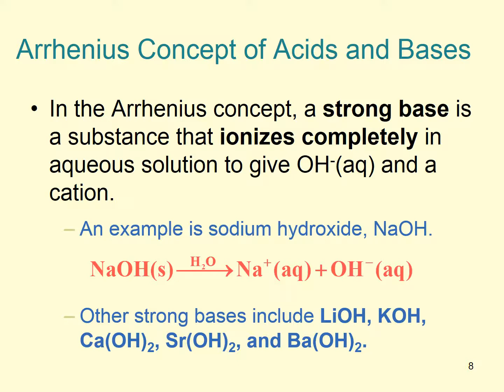So lithium, sodium, potassium are all in line. And then if you cross over to calcium in the second column, calcium, strontium, and barium are all above each other. And then the strong acids, you notice the Cl, Br, and I are all in the same column. And then you're just going to have to remember the other ones: nitric acid, sulfuric acid, and perchloric acid.